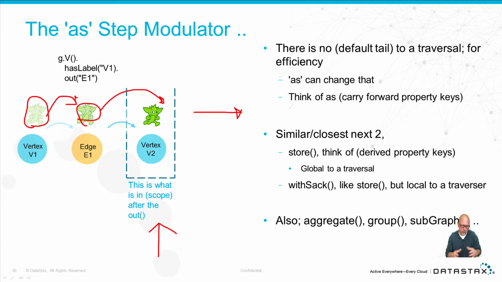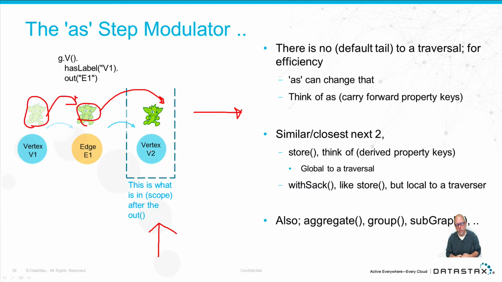And I'm going to wave my hands in the air a little bit. We're actually going to use with sac and sac. There's also aggregate, group, and subgraph. Every one of these has a distinct use case. The as and the store, the things that you carry forward or derive, are global to the query. They're global to the traversal. In this context, traversal is a synonym for query.